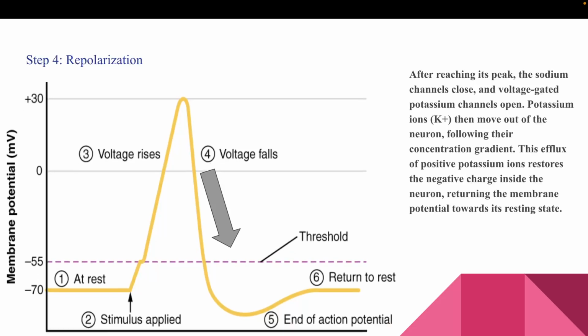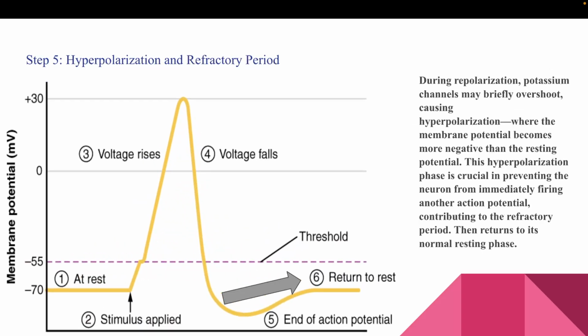Step 4. Repolarization. After reaching its peak, the sodium channels close and voltage-gated potassium channels open. Potassium ions then move out of the neuron, following their concentration gradient. This efflux of positive potassium ions restores the negative charge inside the neuron, returning the membrane potential towards its resting state.